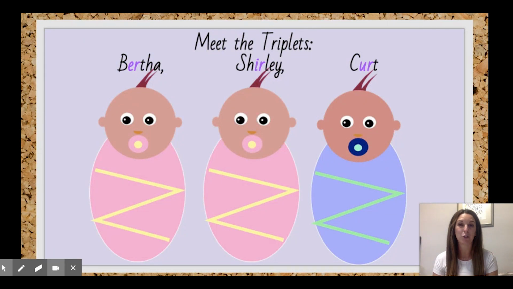You can think about the triplets to help you remember the three ers. ER, like in Bertha, IR, like in Shirley, and UR, like in Kurt. Be on the lookout for these bossy R words when you're reading, and think about them whenever you're writing.